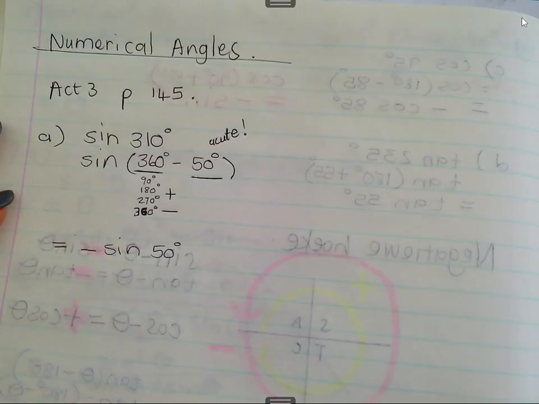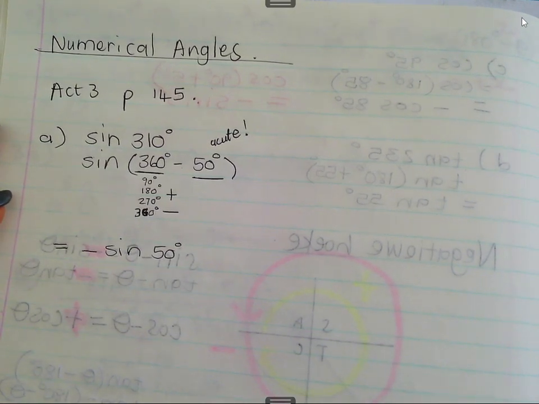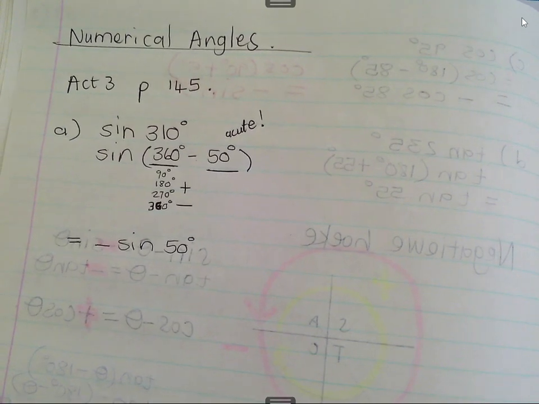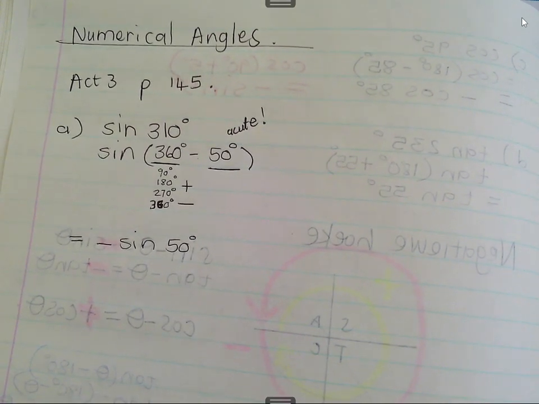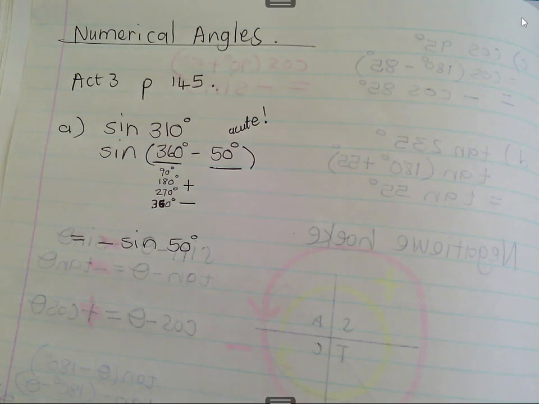And you can test it. You can take your calculator, check what is sin 310, and then you check what is negative sin 50. Just start negative in the bracket, sin 50. Negative 0.76 gives you the same answer in both cases.